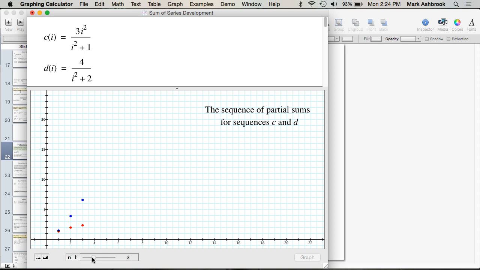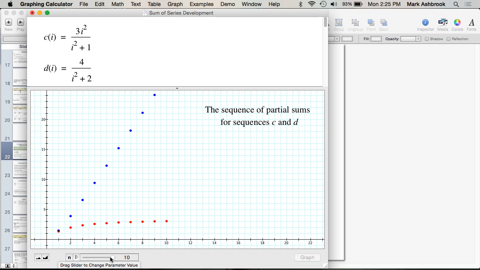So the blue one is C and the red one is D. What happens when you keep adding 3? You keep adding 3, it just gets big, right? But if eventually you're adding a smaller and smaller and smaller number, then things level off.